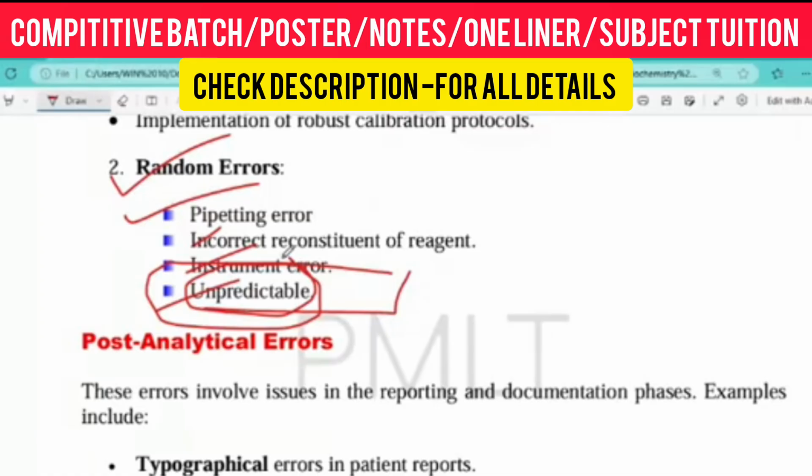Getting my point? So, summing up: pre-analytical error is before the sample collection and the test, analytical error is during the test. There are two types, one is systematic, another one is random. Systematic I have already told you, and random I have already told you. Random error, under pipetting, under reconstitution of your reagent, is very unpredictable in nature. Getting my point?